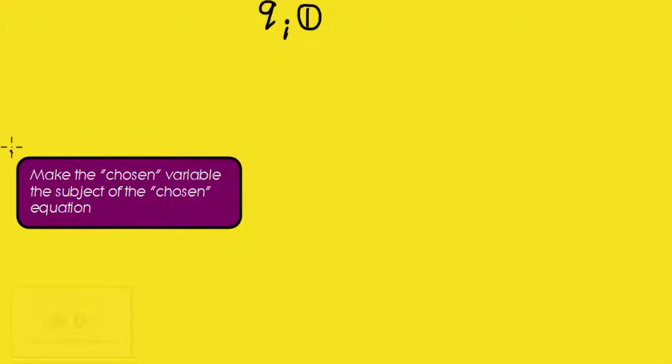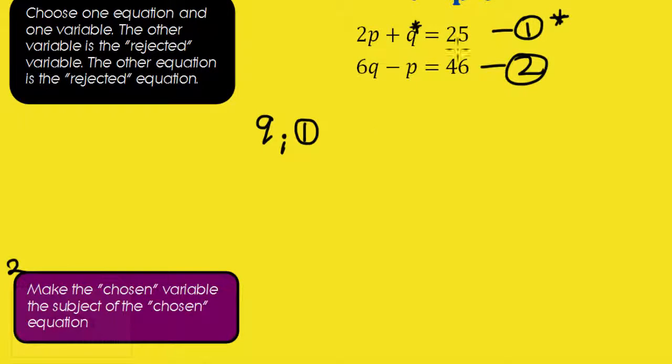The next step, step 2, says make the chosen variable q the subject of the chosen equation 1. So make q the subject of equation 1. What's equation 1? 2p plus q equals 25. So we're going to make q the subject of the formula. Select q on the left hand side. How do I do this? Well, I have a 2p on the left hand side and I just want q. Let's get rid of the 2p. This can be done by subtracting 2p from both sides.